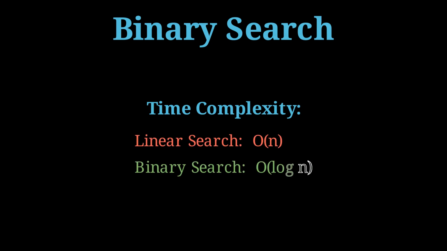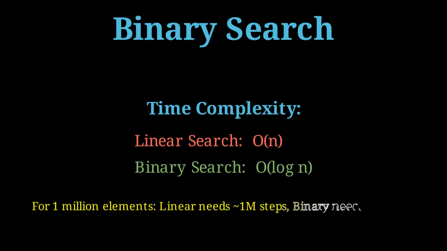Linear search has a time complexity of O of n, while binary search is much faster at O of log n. For example, searching through 1 million elements, linear search needs about 1 million steps, but binary search needs only about 20 steps.